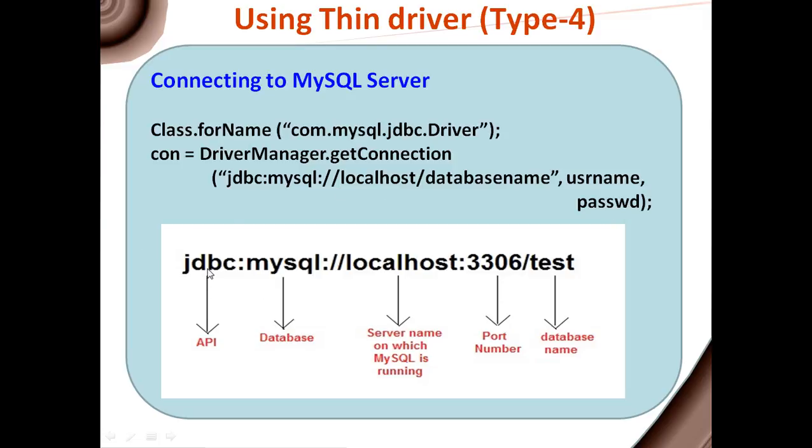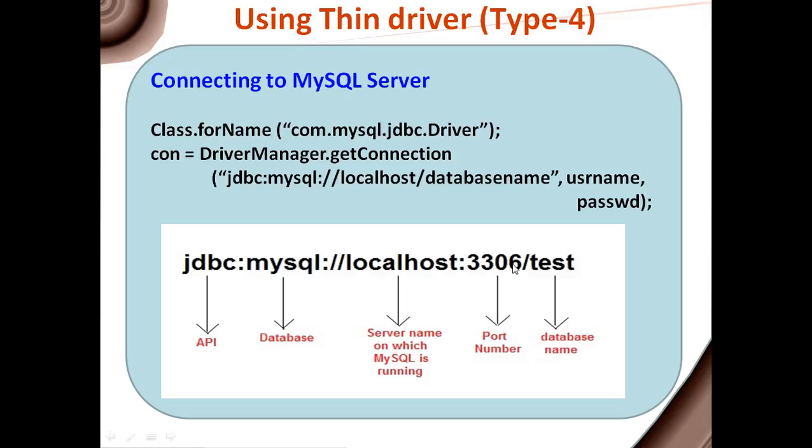Here JDBC is an API, I'm highlighting it. JDBC is the API, then MySQL is the database. So this is a URL, a unique way of accessing a database: jdbc colon mysql colon slash slash localhost, that is the server name on which MySQL is running. This localhost need not be on your same machine. In this tutorial we are using localhost, but it can be on any particular IP, so there you need to give an IP.